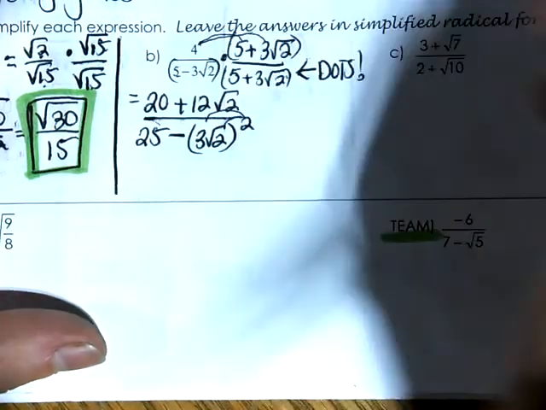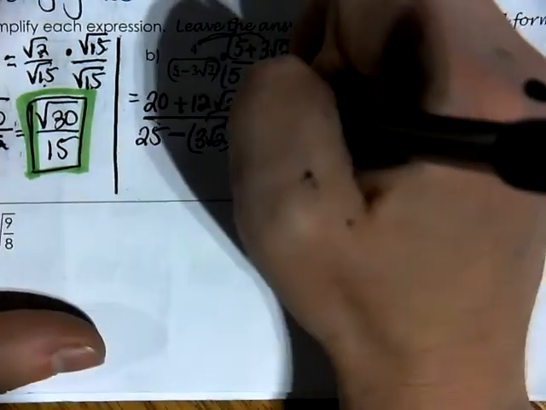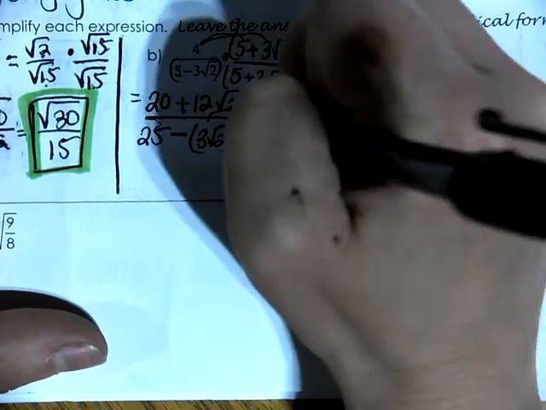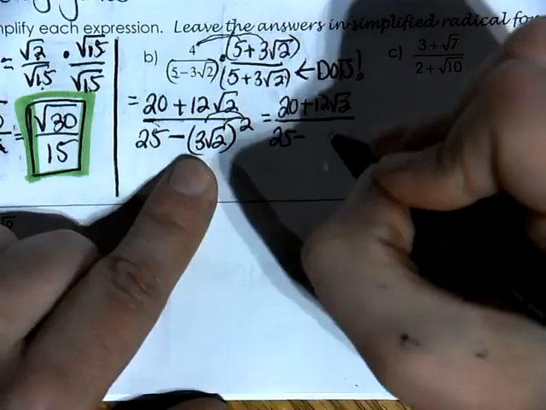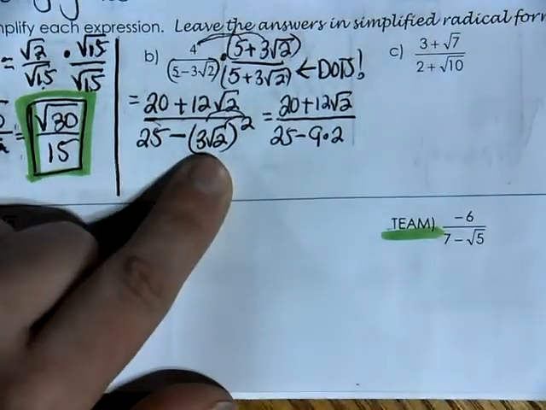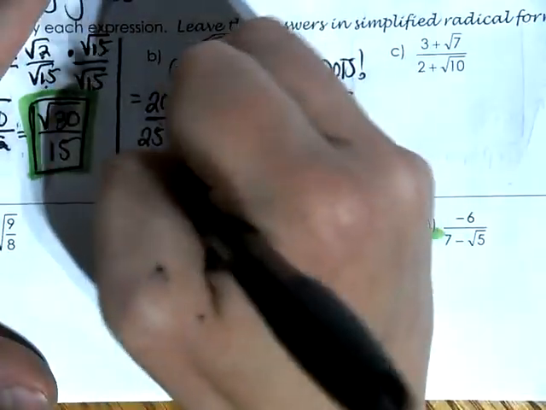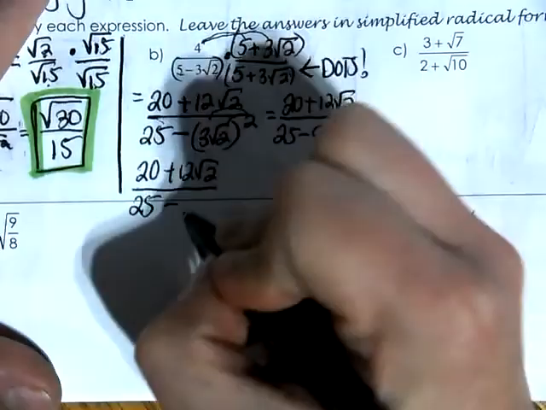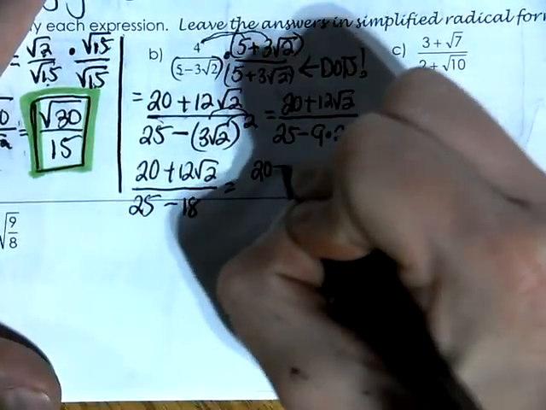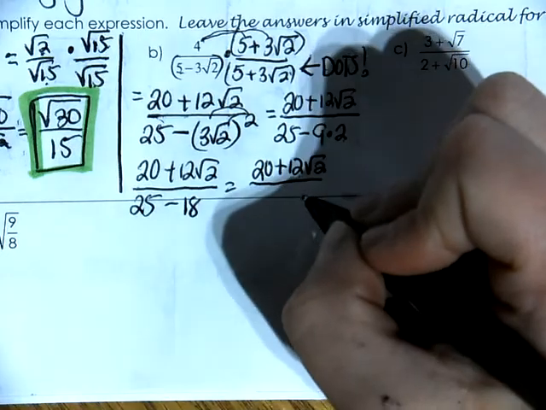Well, because the operation between them is multiplication, I can distribute the square to each piece. So this is going to become 20 plus 12 times the square root of 2 all over 25 minus 3 squared, which is 9, and the square eliminates the square root, leaving you with 9 times 2. According to the order of operations, we have 20 plus 12 times the square root of 2 all over 25 minus 9 times 2, which is 18. So this becomes, I want to say, 7.